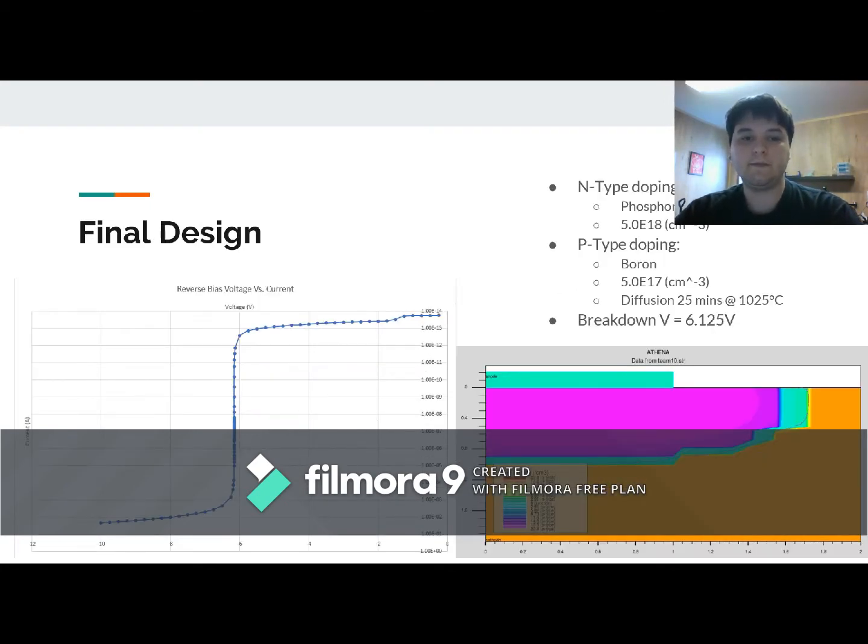So here you get to finally see our final design. We used 5 × 10^18 atoms per cubic centimeter of phosphorus dopant and 5 × 10^17 atoms per cubic centimeter of boron dopant, which we diffused into our N-type substrate for 25 minutes at 1025 degrees Celsius. We achieved a breakdown voltage of just over 6 volts.